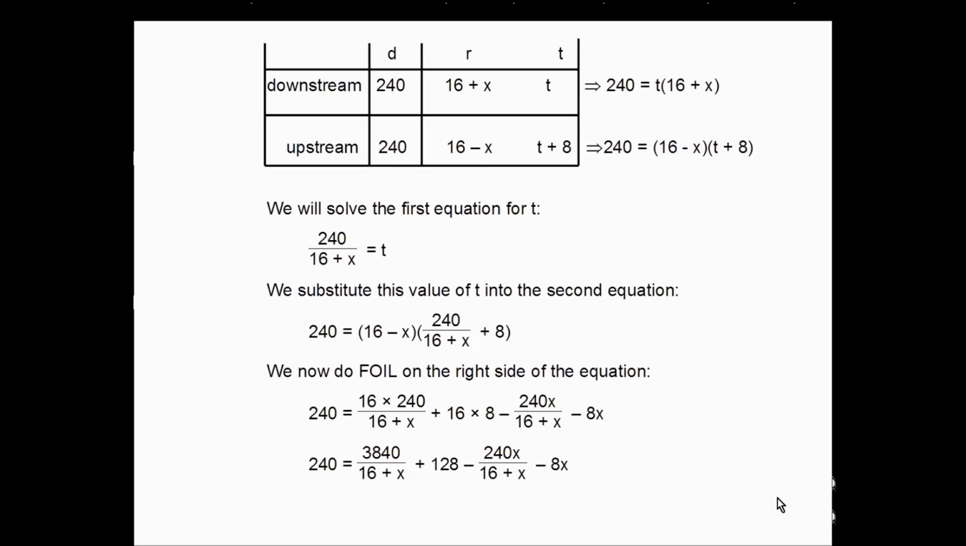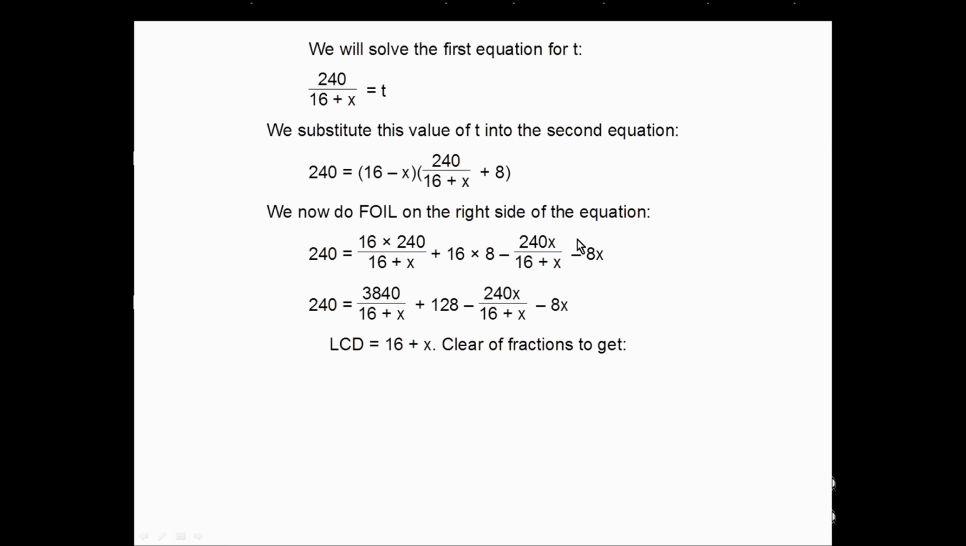Okay, I need to make the denominator go away. My LCD is 16 plus x. I got rid of the table, in case you're wondering. So I'm going to clear fractions. I'm going to have 240 times 16 plus x is equal to 3,840 plus 128 times 16 plus x minus 240x minus 8x times 16 plus x. Okay, I told you this is going to be a bad problem.